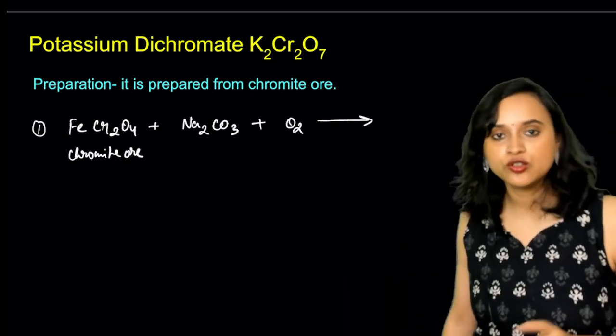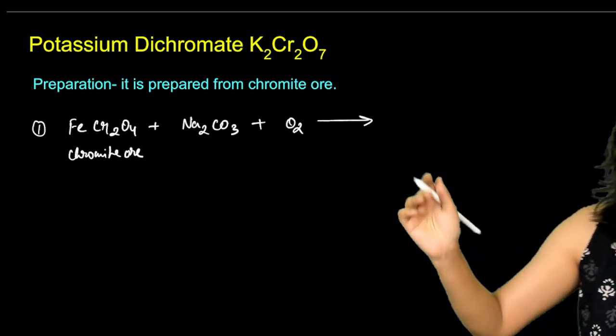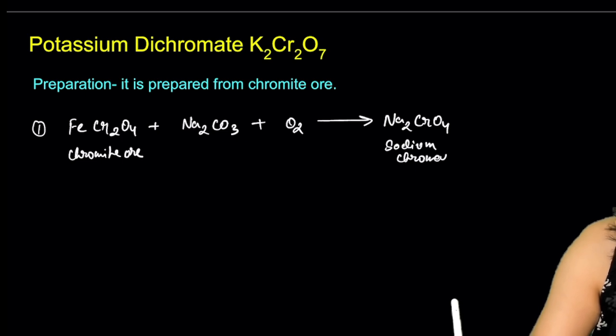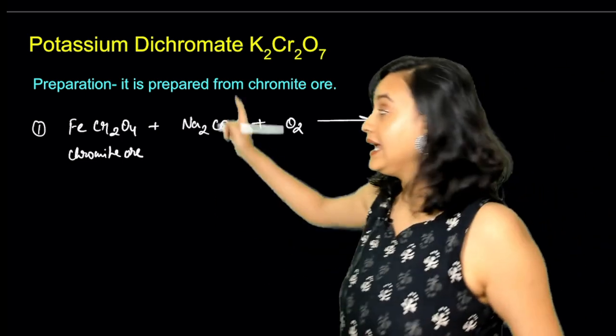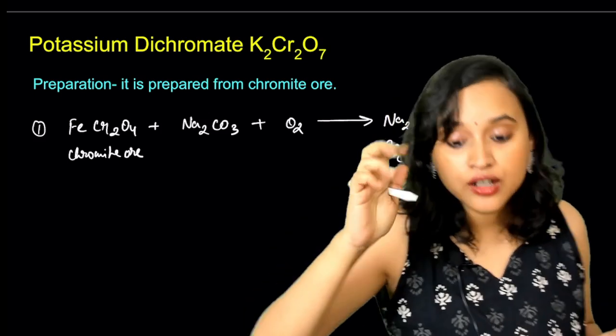Now, this chromite ore, when it has reacted with sodium carbonate, what will happen? What are you expecting? Do you all expect that here you are going to have Na2CrO4? What is this? This is sodium chromate. What have you formed? Sodium chromate, but you don't want chromate. In the heading, what have I written? Potassium dichromate. You want dichromate.